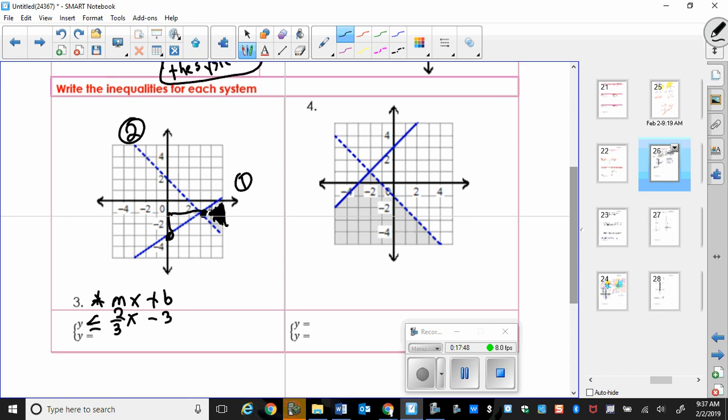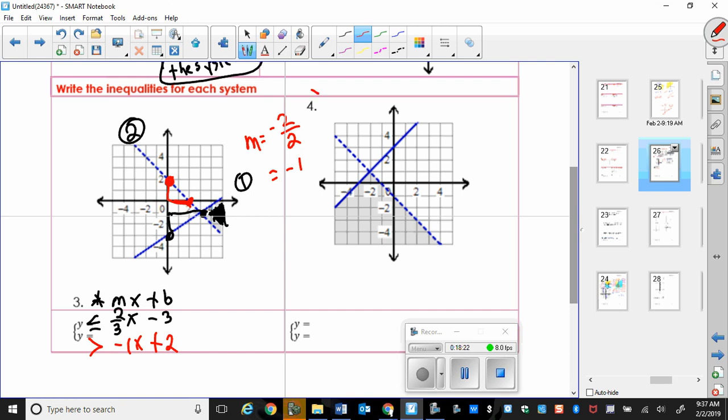Okay? Equation number 2. My y-intercept is at +2. And I go down 2, right 2. So m equals down 2, right 2, or -1. So -1x. And this is above the line, so it's greater than. There's my 2 equations there.